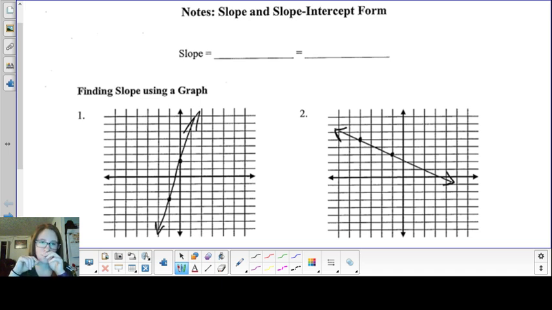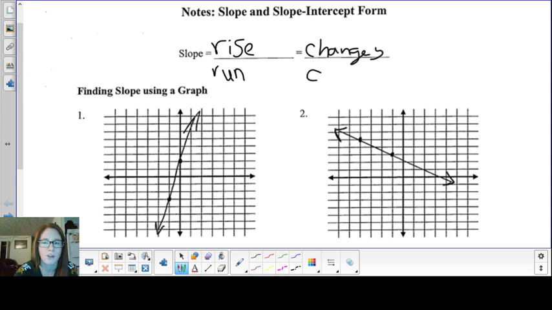Okay, so what is slope? Slope is defined as essentially the basic part of a graph. It's rise over run, or as I like to refer to it, change in y over the change of x.